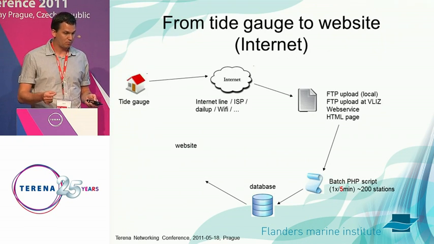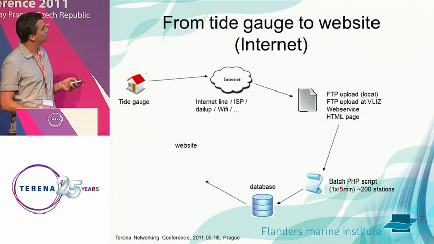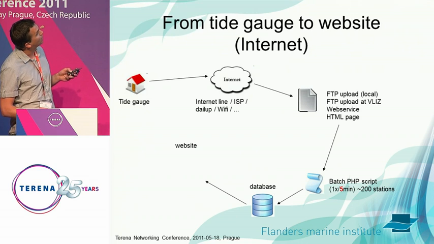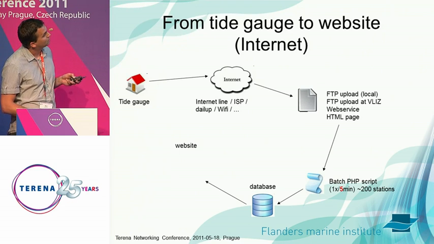How does it work from the tide gauge to the website via the internet? It's comparable to the previous one, but instead of going to a satellite, it goes directly to the internet via any means. It goes again to our FTP server, and the batch script reads the FTP. See the difference?